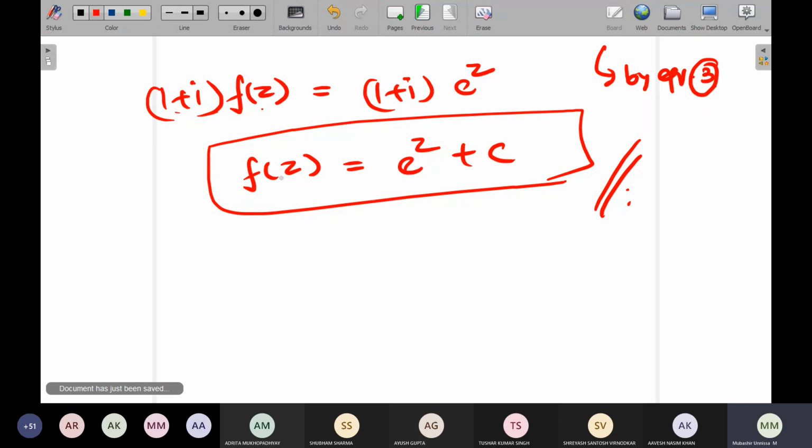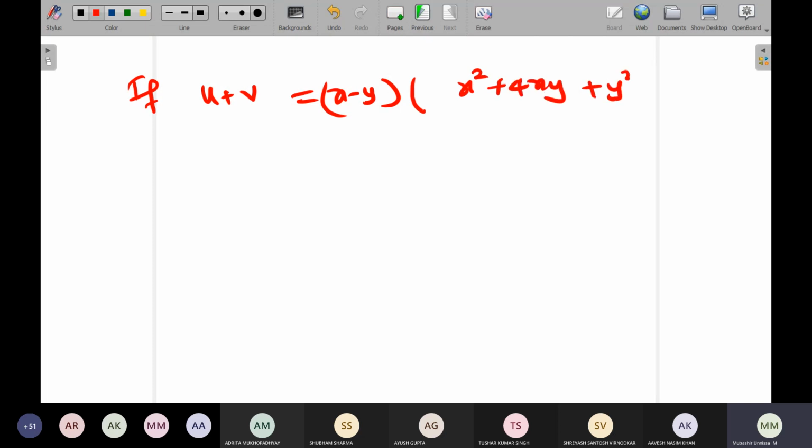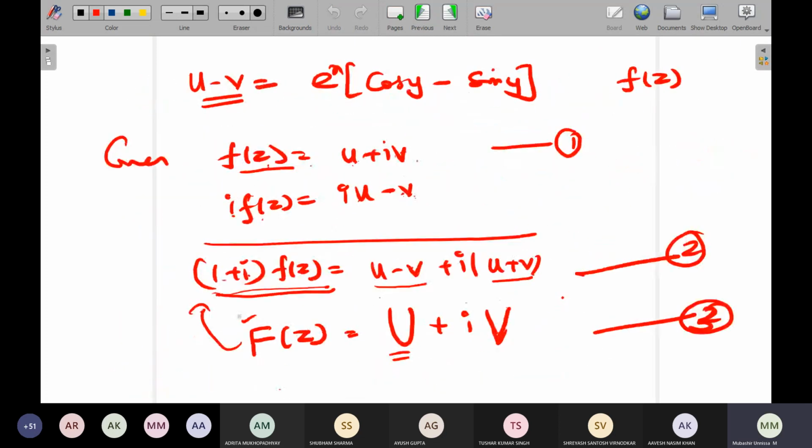Okay, we'll do one more problem in a different way. If u plus v is equal to x minus y into x square plus 4xy plus y square. See, suppose they ask this last problem harmonic, what do you have to do?